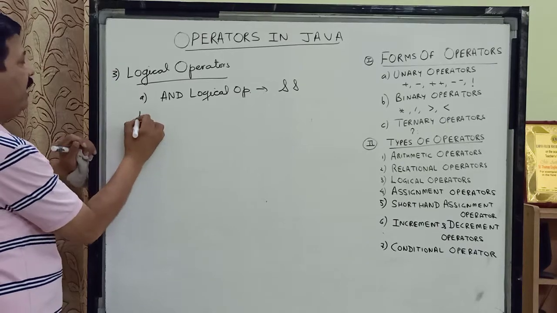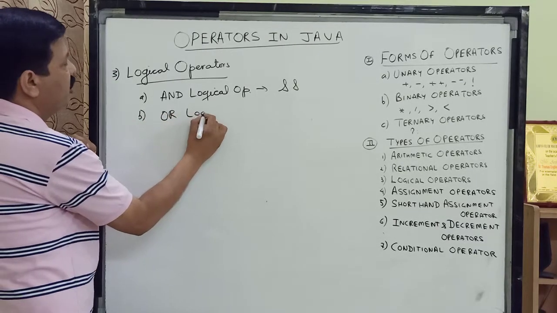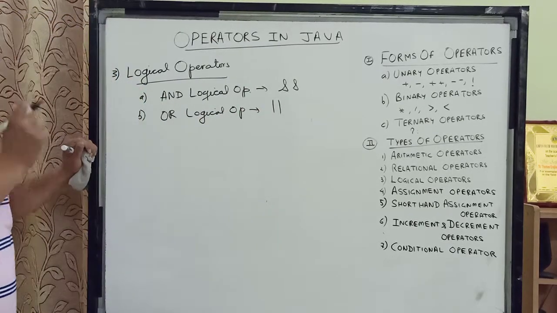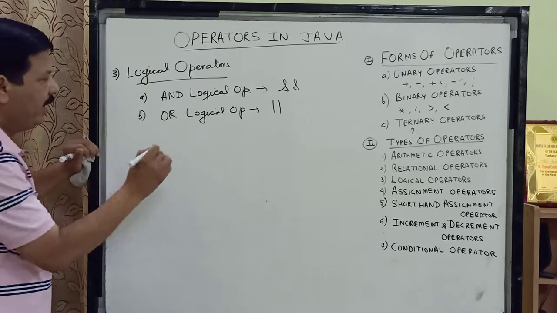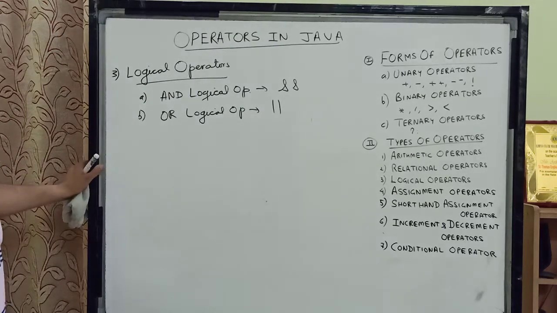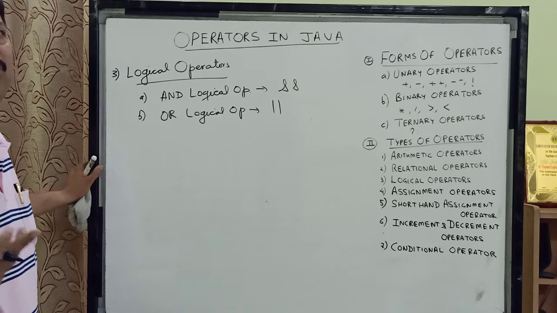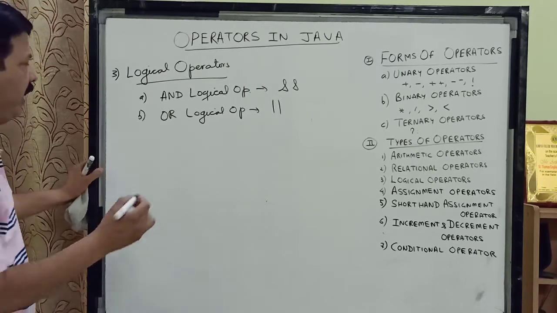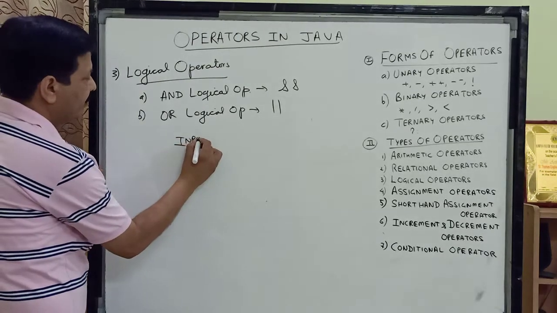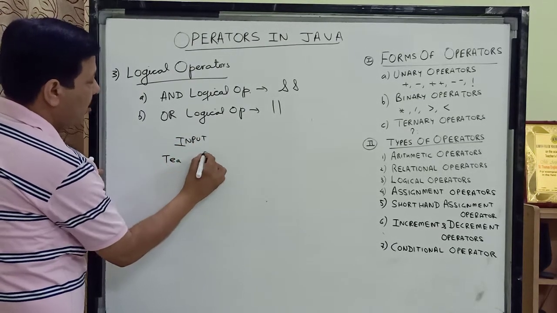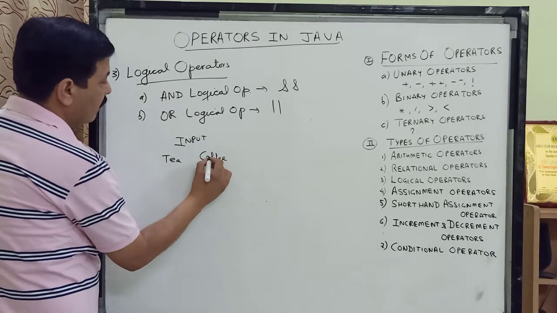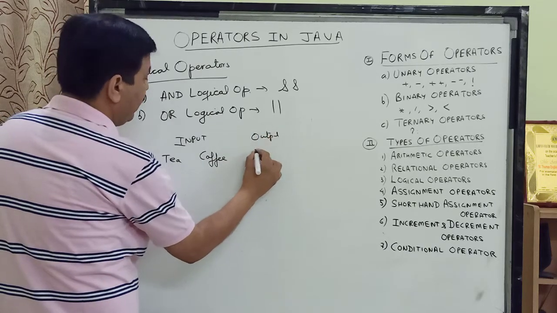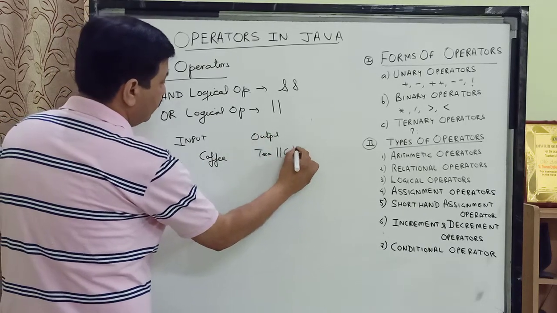So the OR operator, the logical OR operator, I am representing by a pipe sign. Here I am giving you an example and we'll discuss it. If I come to your house, now I am saying that I want tea or coffee. So the input is tea or coffee, and the output is what I am saying, tea or coffee.